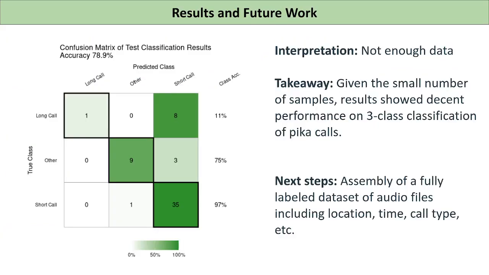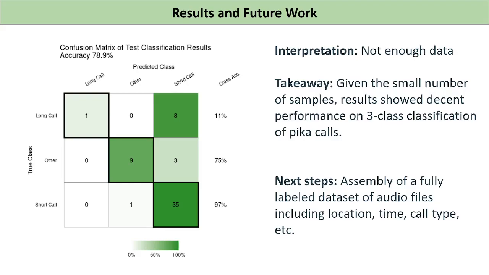As you can see by the confusion matrix on the left, long calls were correctly classified only 11% of the time, where other noises were correctly classified 75% of the time, and short calls were correctly classified 97% of the time. Given the small number of samples, results showed decent performance on 3-class classification of pika calls, but there's a lot more that could be done here.